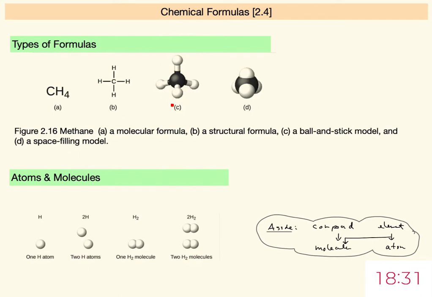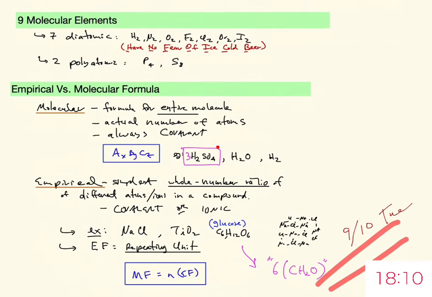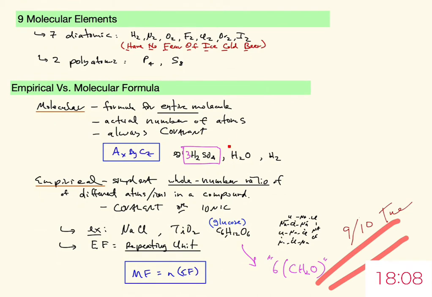Chemical formulas, there's a bunch of types of formulas here, but we like to use the stick diagrams a lot. In this class, we will not use these space-filling models much. We'll use the stick models, the structural formulas, a whole lot, and we'll use the molecular formulas even more. There's another comparison of atoms and molecules. We've already been over that, so you need to know that. Let's see. Empirical versus molecular.